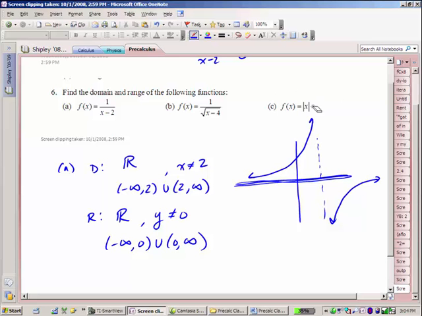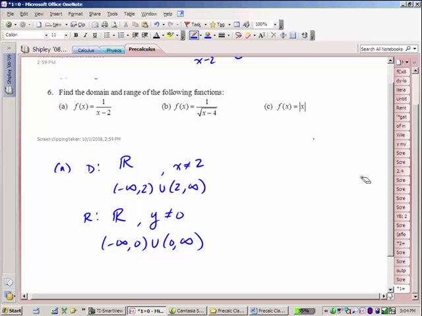Let me quickly talk about C, and then maybe we can take a look at one of those homework problems that we haven't gotten to. For C, we have the absolute value function. If you have in your mind what the absolute value function is, finding the domain and range becomes a little easier. Do you remember the absolute value function? It's a V. Okay. The absolute value function looks like this.